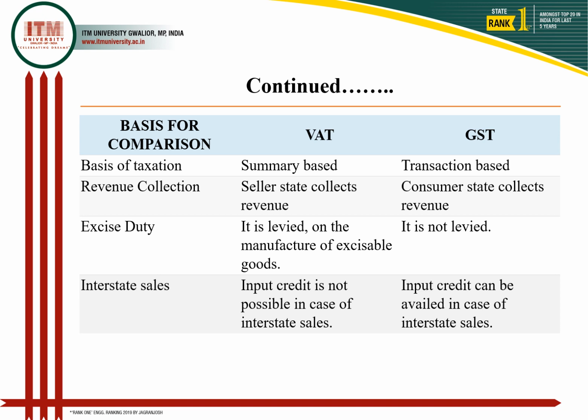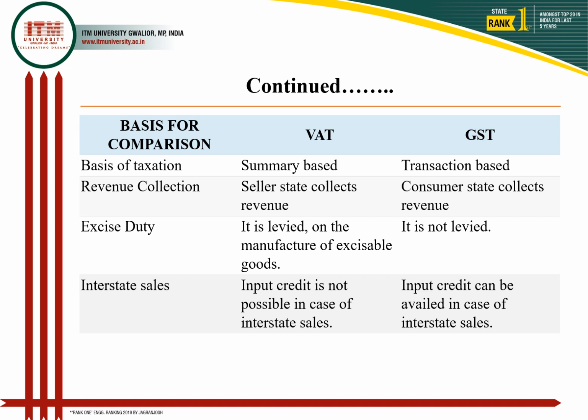So interstate sales: input credit is not possible in case of interstate sales under the old regime, while here input credit is availed in case of interstate sales. So this means those sales which are made over the interstate level, because it is based on the consumer state, right, which has the responsibility to collect the revenue. So in GST, it is an advantage that input credit can be availed in case of interstate sales, while it is not possible in case of VAT.